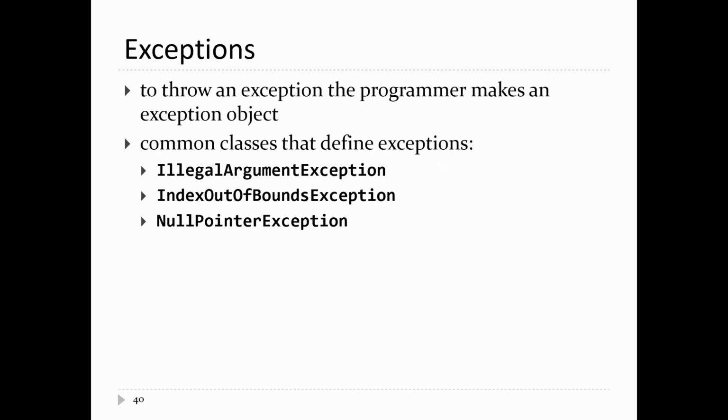Right? There's lots of exceptions you can throw. We've been using illegal argument exception a lot. We used index out of bounds exception on one of the assignments. If you have a null reference and you call a method with a null reference, you end up with what's called a null pointer exception.